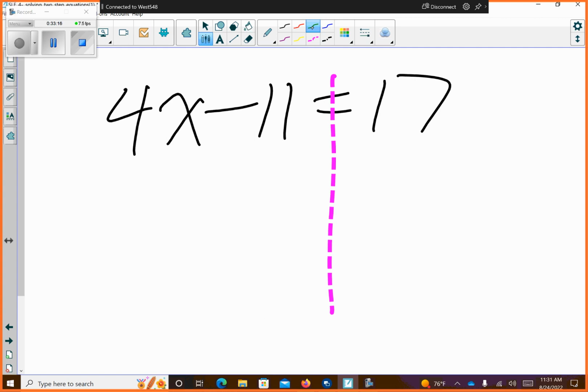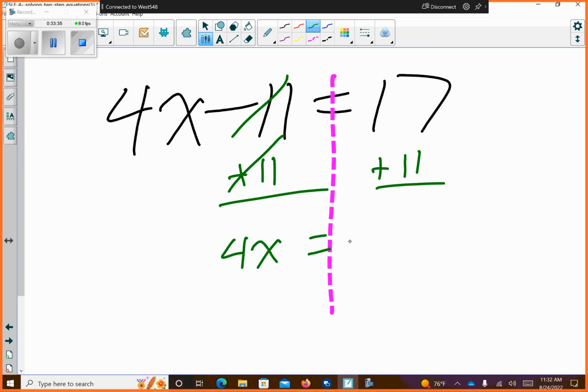Okay, so it was brought up. We brought the line, and we felt addition would be okay to start with. What do you think? What happens to these 11s? They're gone. Okay, so I would get 4x, and then I get 17 added to 11, 28. Last step, I heard it. Divide by 4. On one side or both sides? Both sides, because those cancel, right?